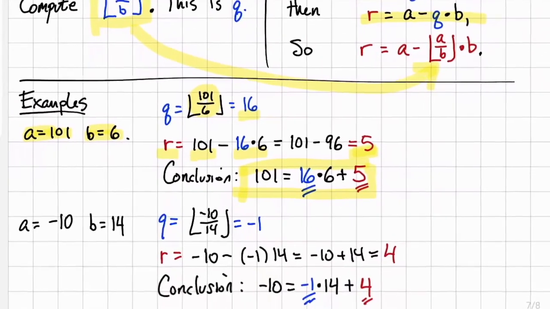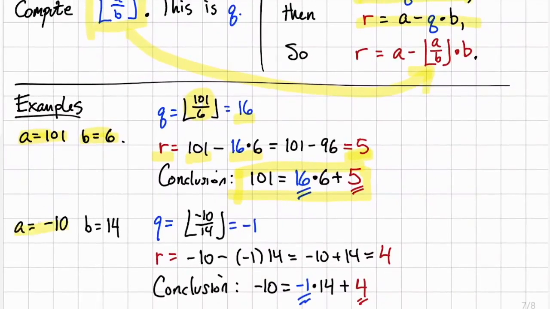Let's look at an example with a negative number. a is equal to negative 10, b is equal to 14. If we take the floor of negative 10 divided by 14, the floor of that is equal to negative 1. We apply our formula. a is negative 10, q is equal to negative 1, b is equal to 14, and we get that r is equal to 4. We put this in an equation. We see that negative 10 can be written as negative 1 times 14 plus 4. Negative 1 is the quotient, 4 is the remainder.